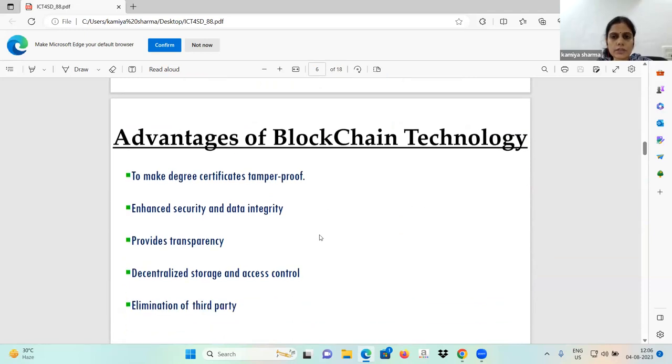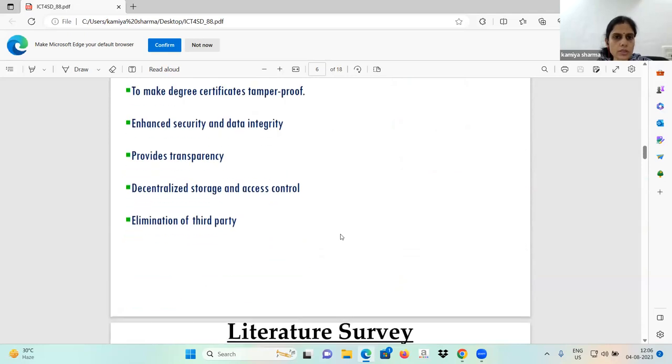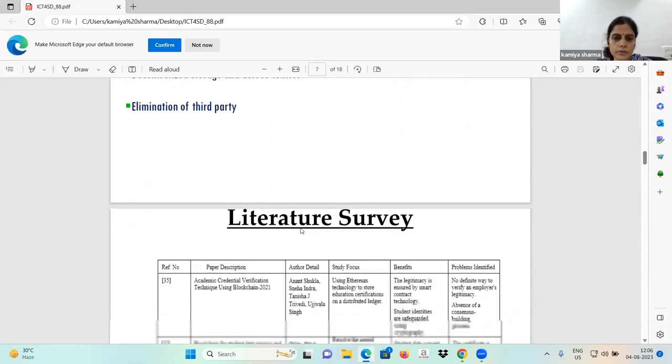There are various advantages of blockchain technology for the digital document verification process. It makes digital certificates tamper-proof. It enhances the security and provides data integrity. It provides transparency. Your data can be stored in a decentralized manner. And it also eliminates the need of a third party.